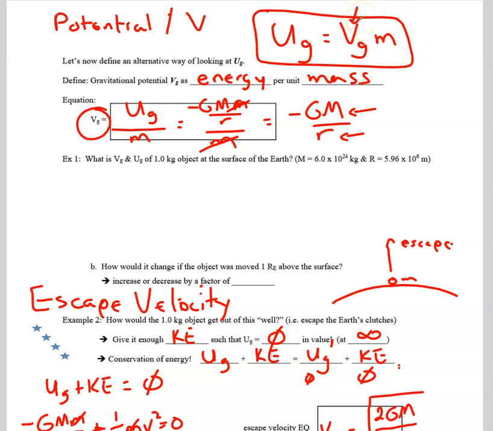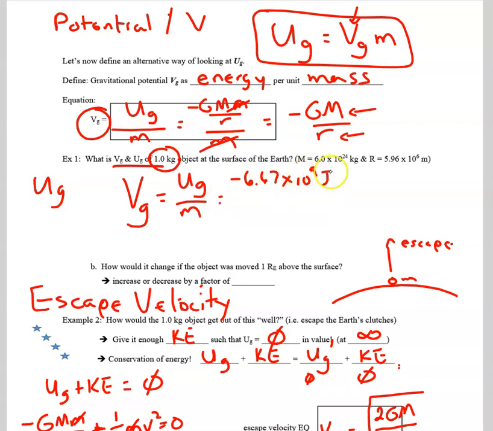Okay, so let's calculate Vg and Ug near the surface of the Earth. Now, we've actually already done Ug earlier in class, so I'm not going to repeat that. But let's calculate Vg. Vg, by definition, is Ug divided by m, where m in this case is the 1 kilogram object. Well, we calculated the Ug earlier to be about negative 6.67 times 10 to the 9th joules. If we divide that by 1 kilogram, we get the same number, negative 6.67 times 10 to the 9th, but it would be joules per kilogram.